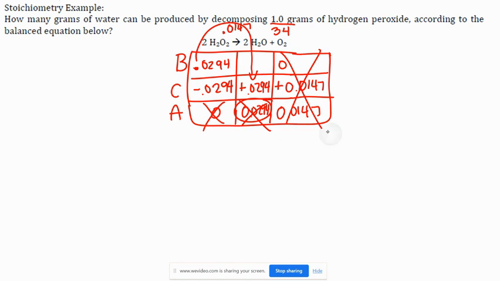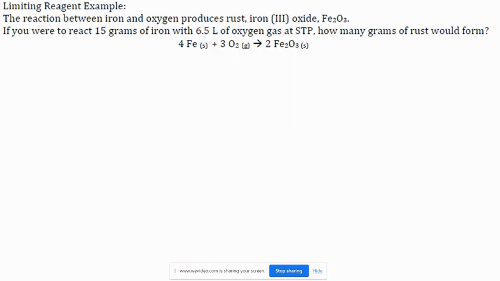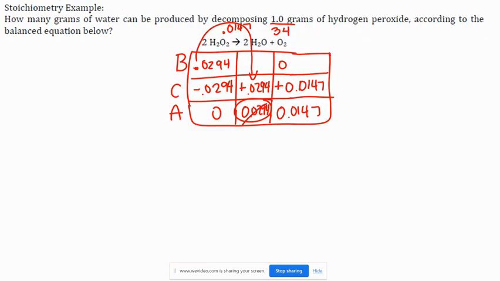So when you are working with these, your reactants are going to get used up. So you're using all of that up to make this stuff.